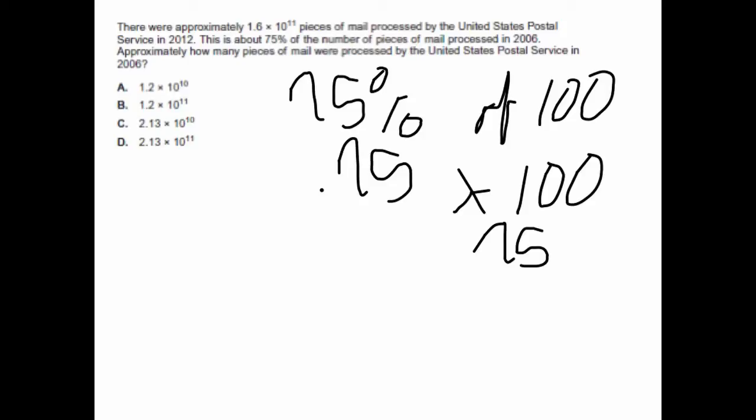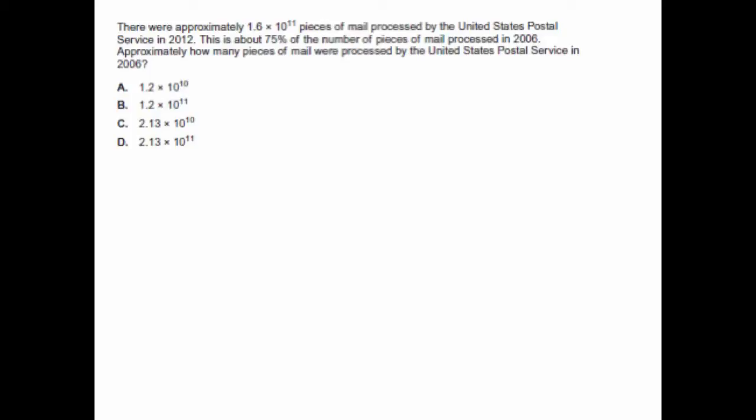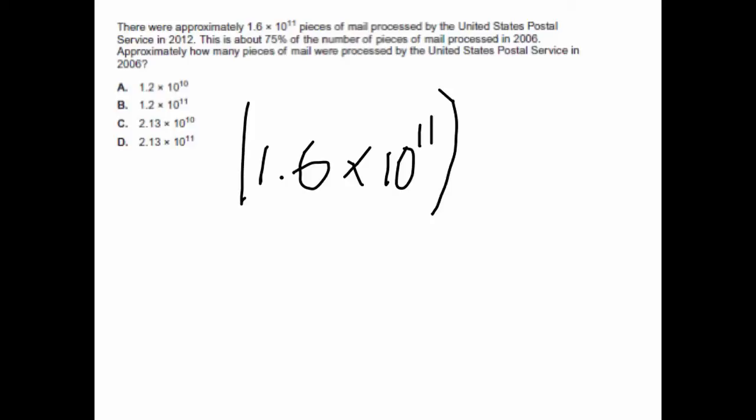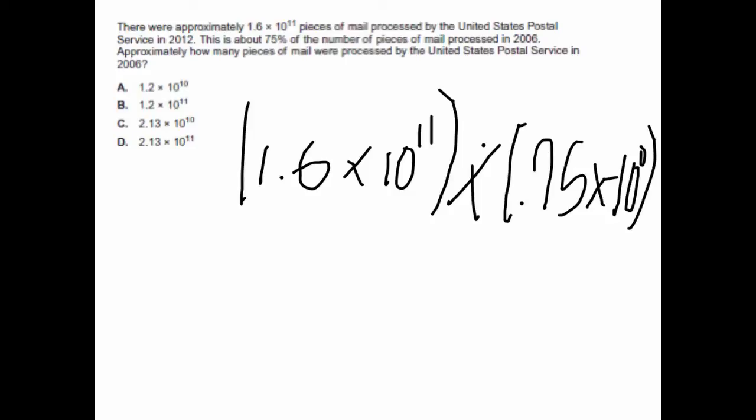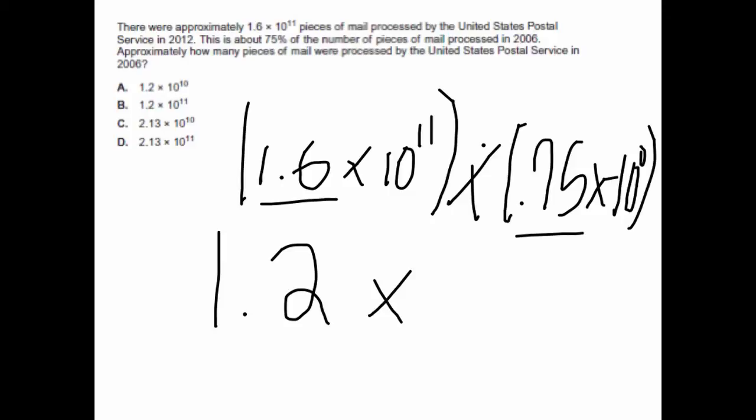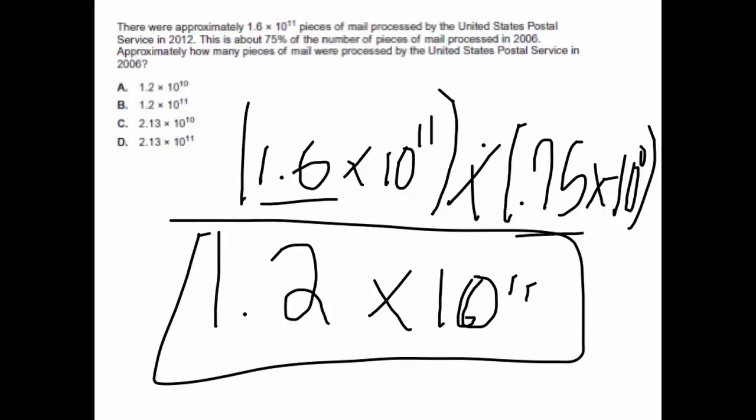Let me erase this so we have some extra room. All right, so I have the number 1.6 times 10 to the 11th. And now I'm just going to multiply that by 0.75 times 10 to the 0. Now, if I multiply my coefficients, 1.6 times 0.75 is going to leave me with 1.2. And then if I add my exponents, 11 plus 0 is 11, so I'm left with times 10 to the 11th power, which is the same as answer choice B.